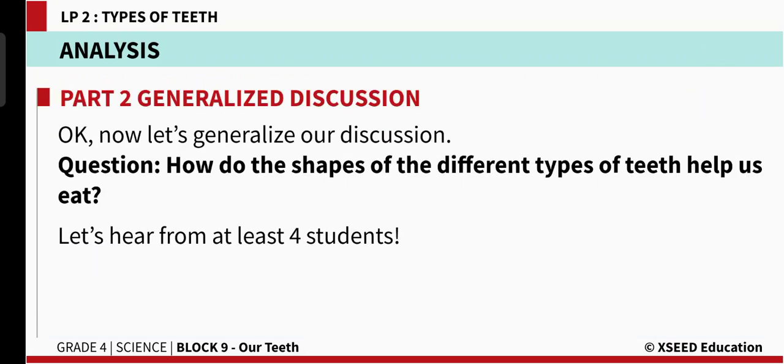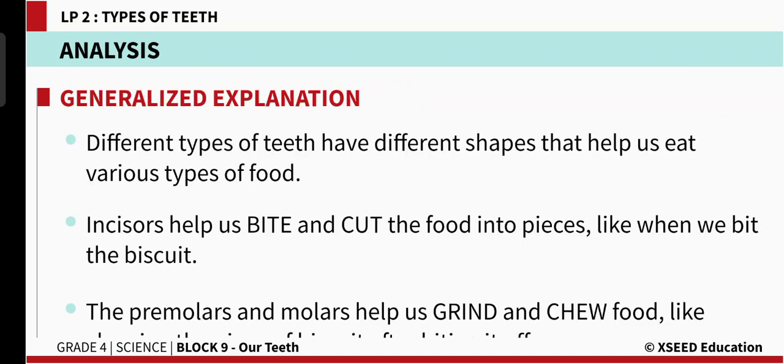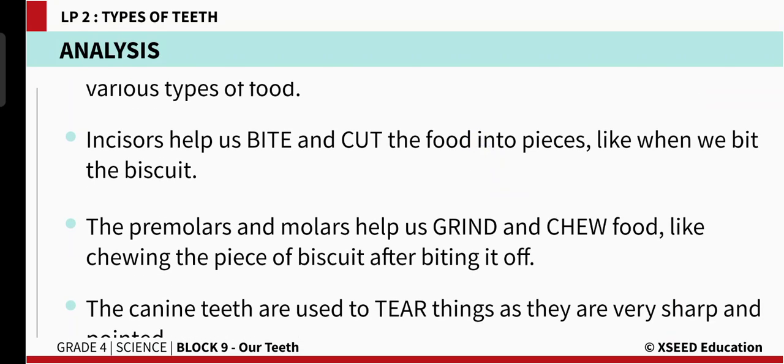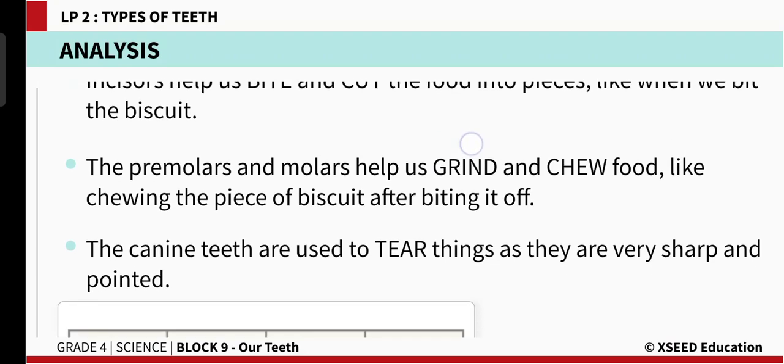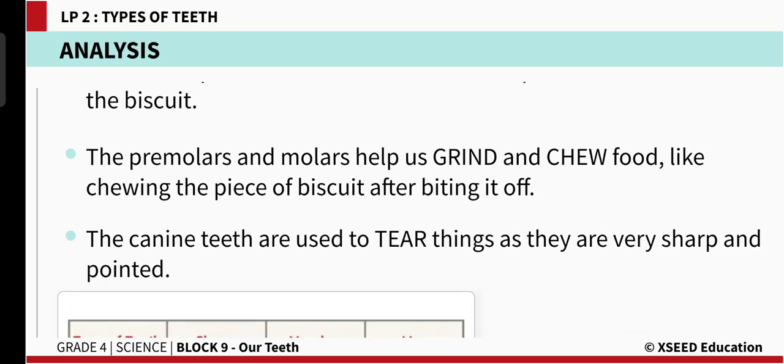How do the different types of teeth help us to eat? Students, different types of teeth have different shapes that help us to eat various types of food. Incisors help us to bite and cut the food into pieces, like when we bite the biscuit. The premolars and molars help us to grind and chew the food, like chewing the piece of biscuit after biting it off. The canine teeth are used to tear things as they are very sharp and pointed.